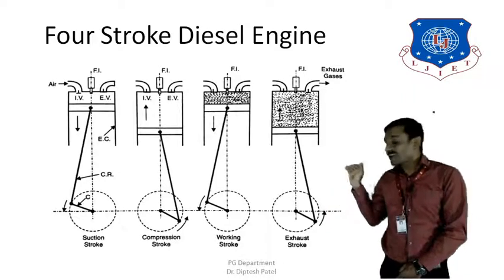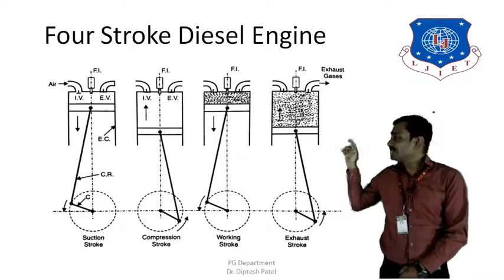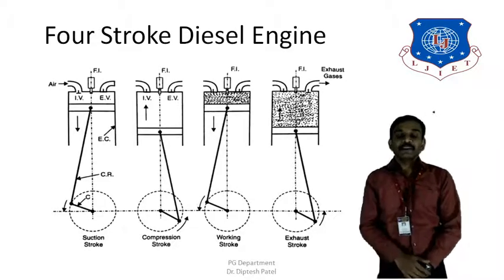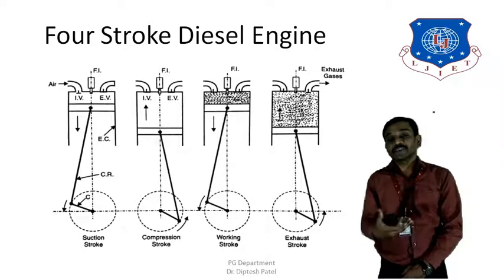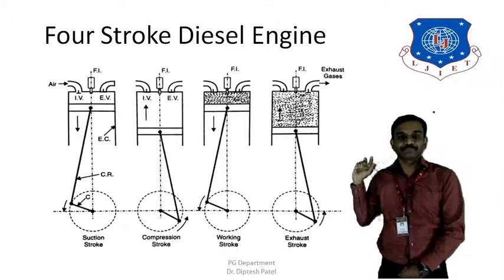And then in the last one, the piston again moves from BDC to TDC. At that time the exhaust valve remains open, so all the flue gases, all the exhaust gases generated in the cylinder leave the engine through the outlet valve.